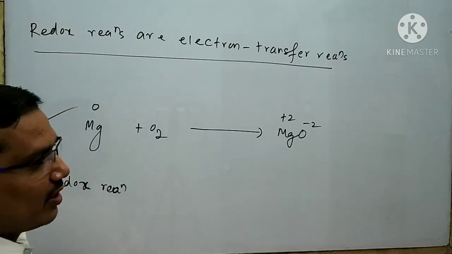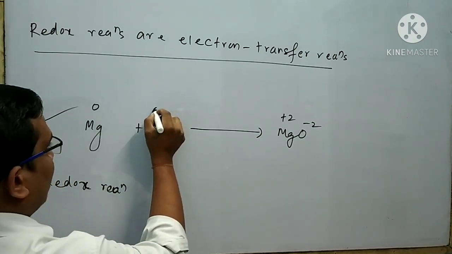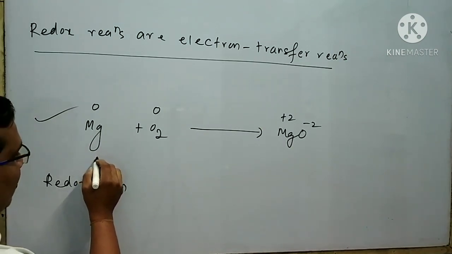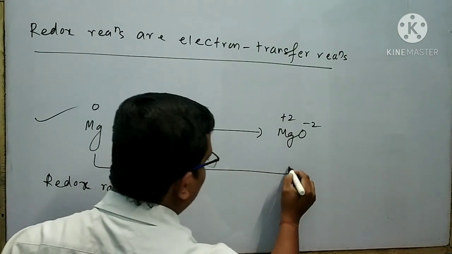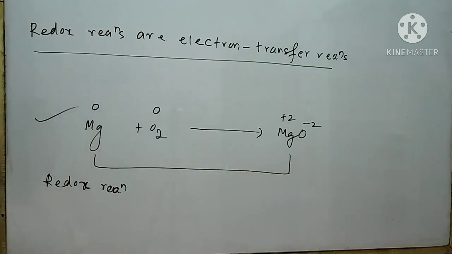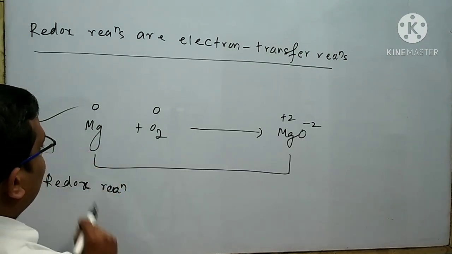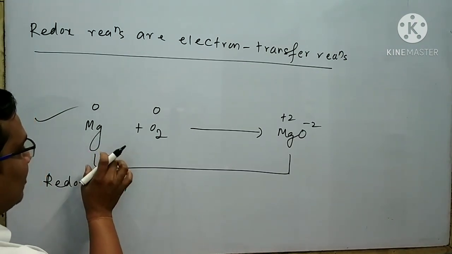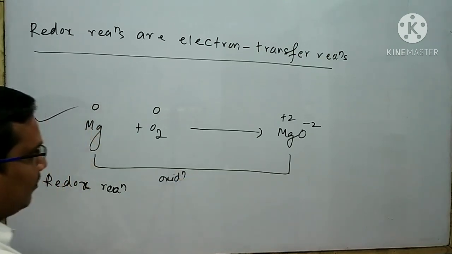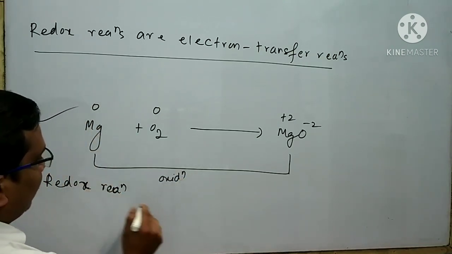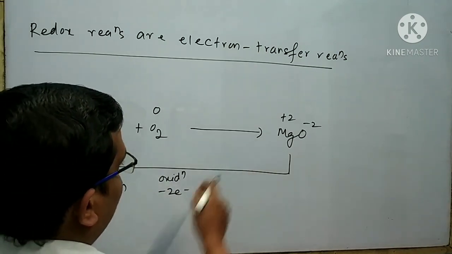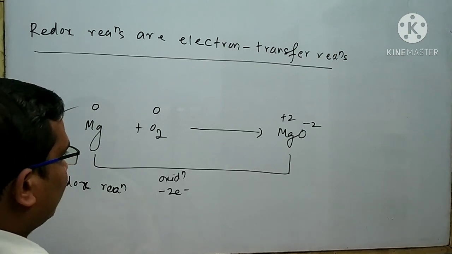Similarly here, oxygen has oxidation number 0. Look at that, here the oxidation number of magnesium changes from 0 to +2. That means there is an increase in the oxidation number. So here I can think that magnesium undergoes oxidation, because magnesium loses 2 electrons and is converted into an Mg+2 ion.